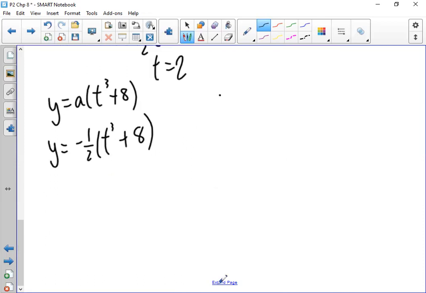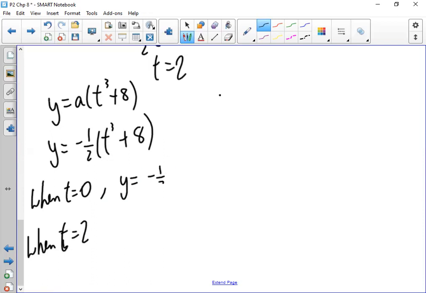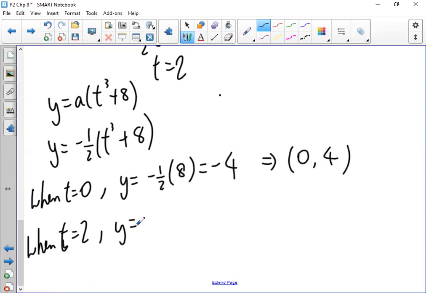Perfect. If I want to find y, then I need t, which I do, because I got two values of t: when t is 0, and when t is 2. Sorry, t is 2. So when t is 0, y equals minus a half times 0 plus 8, which is 8. Therefore, one coordinate is 0, 8. And the other one, when t is 2: minus a half, 2 cubed plus 8.